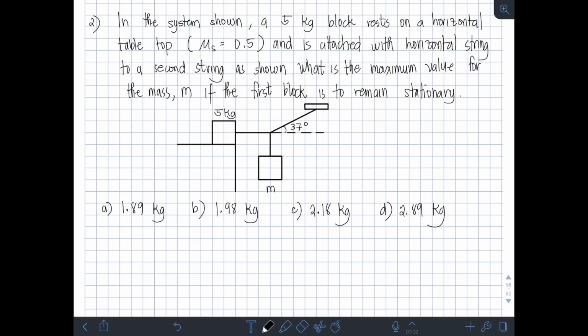Okay, so meron tayong given figure dito. So meron tayong dalawang block. Yung isang block, yung 5 kg block, is nagre-rest dito sa horizontal table with coefficient of static friction daw na 0.5. And then yung another block na with mass m unknown, hanapin natin, is sinusupport nung string natin. Yung isa is itong horizontal string na naka-attach dito sa first block. And then yung isang string is naka-incline ng 37 degree with the horizontal. Ano raw yung value ng m na makakapag-remain doon sa first block natin in stationary?